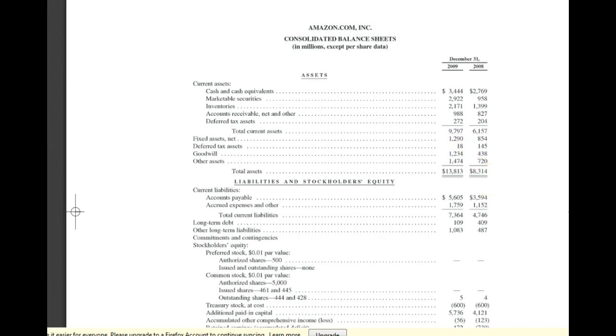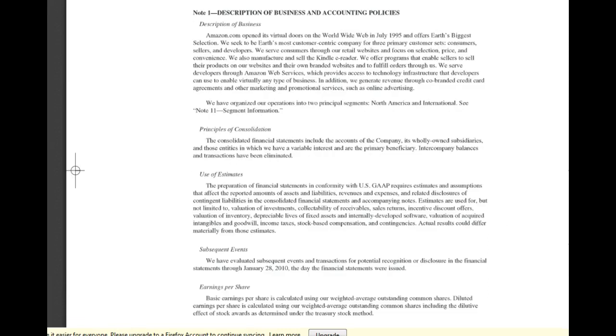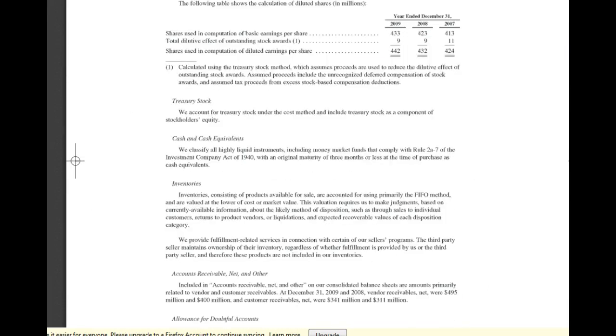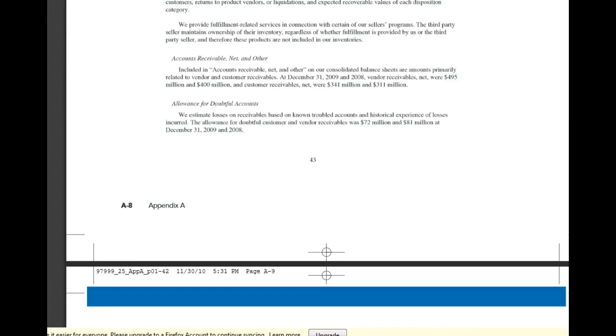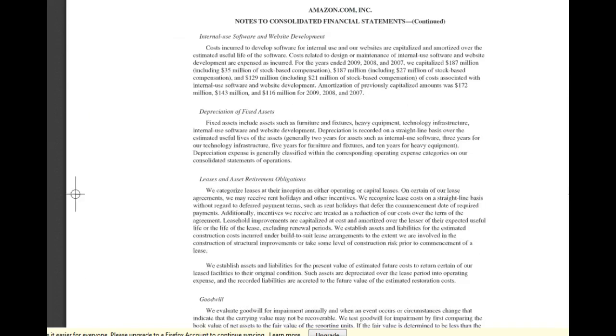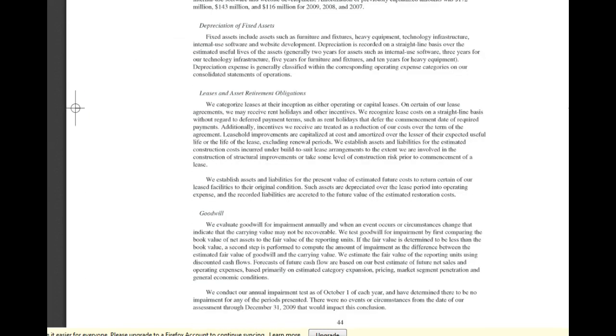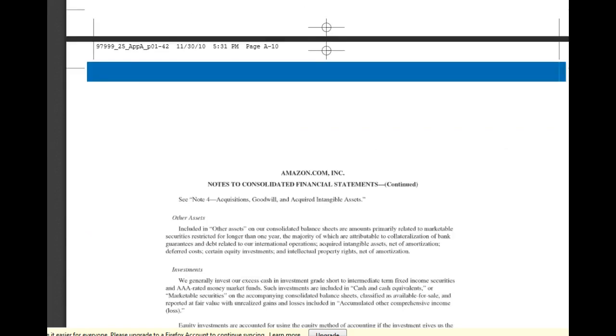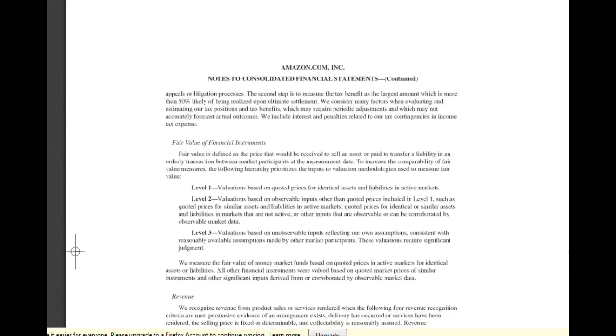If you read down into the notes, and yes, you have to read a little bit, it will tell you how those are classified. And if you get to depreciation of fixed assets, it will tell you exactly how they're classified, and what kind of category they're under. And then it asks you to find the total cost of the fixed assets that are being depreciated.